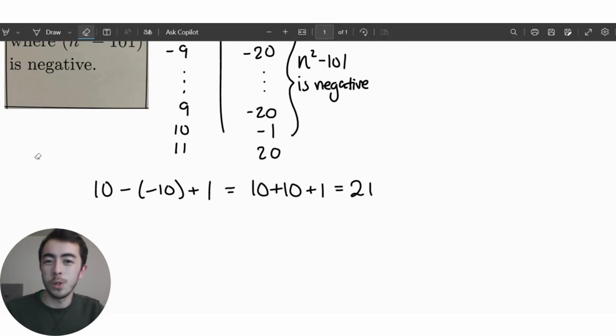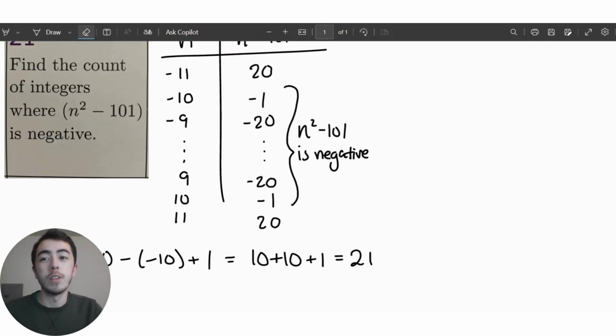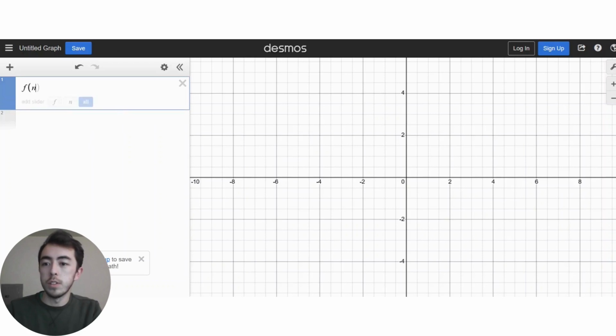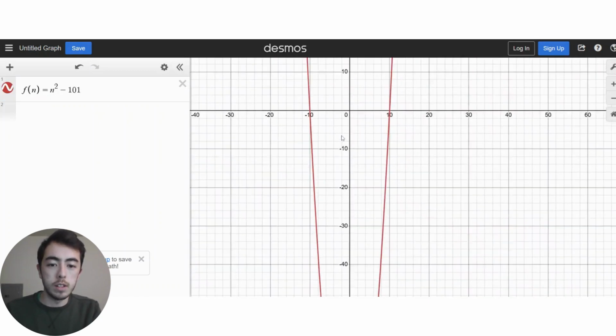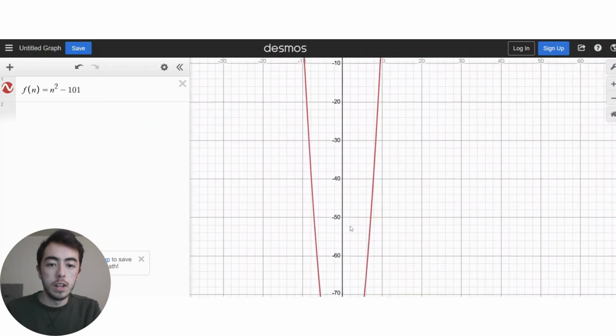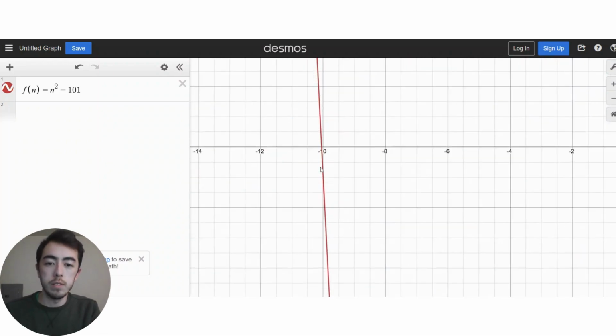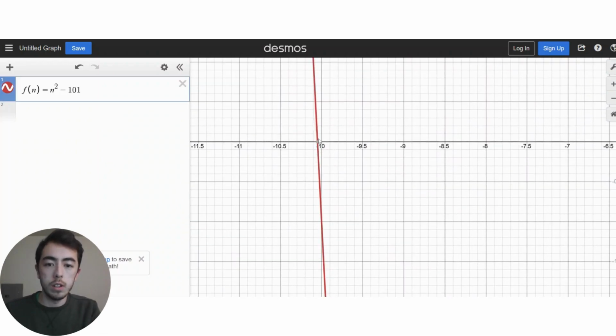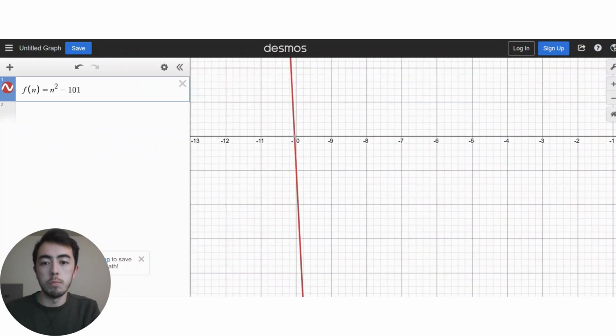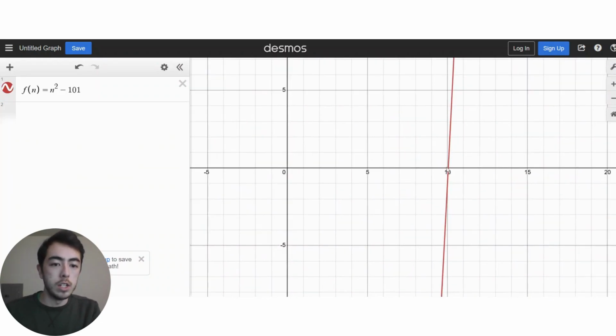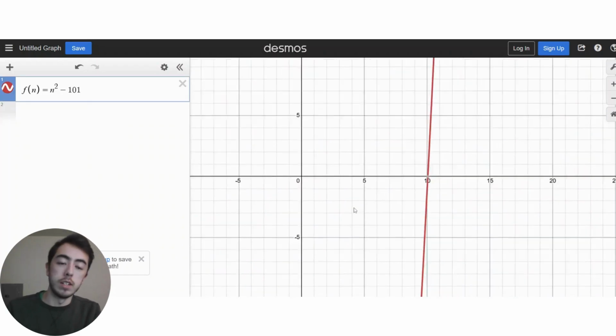And actually, hold on. I want to do a short little epilogue, just solving this problem with graphing instead of with tables. So I could have also solved this graphically. Here I'm writing a function of n squared minus 101. If I zoom out, I can see that I have a parabola. Anywhere below the x-axis is negative, and so I'm just double checking where the value is negative. It looks like it's always negative all the way up until just a little bit below negative 10, and just a little bit above positive 10.